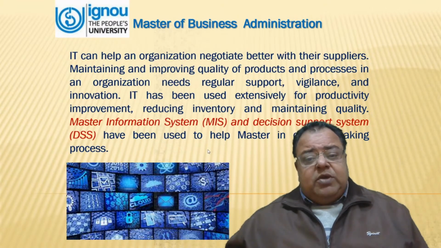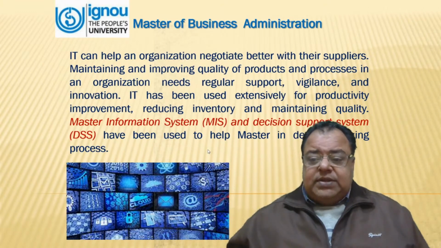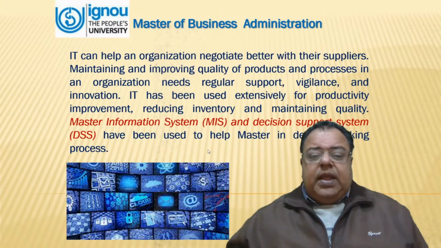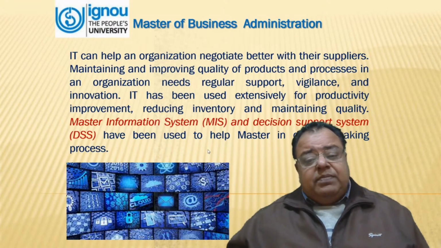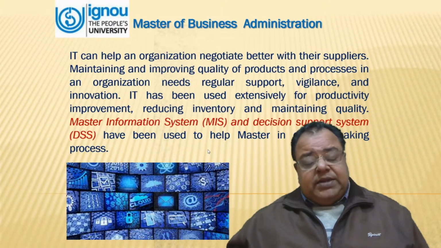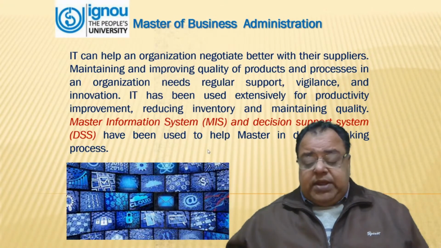Maintaining and improving quality of products and processes in an organization needs regular support, vigilance, and innovation. IT has been used extensively for productivity improvement, reducing inventory, and maintaining quality. Management Information System, that is MIS, and Decision Support System, that is DSS, have been used to help managers in decision making processes.